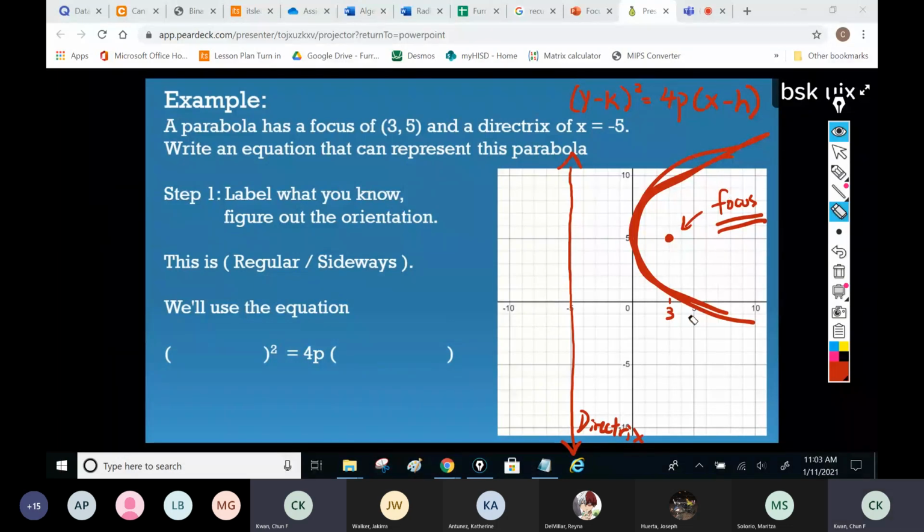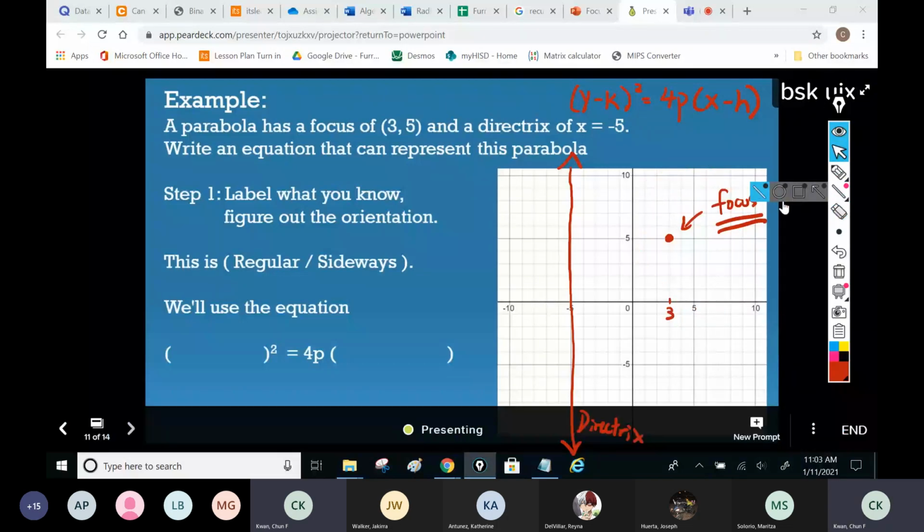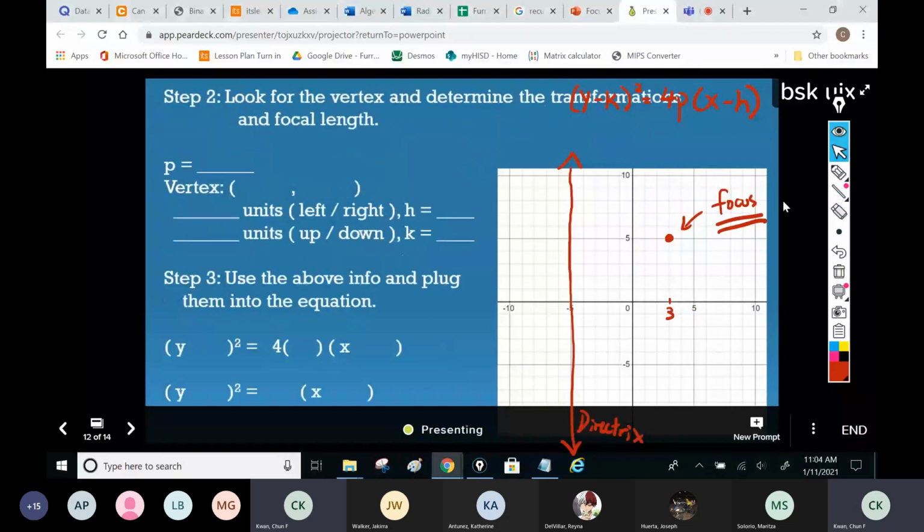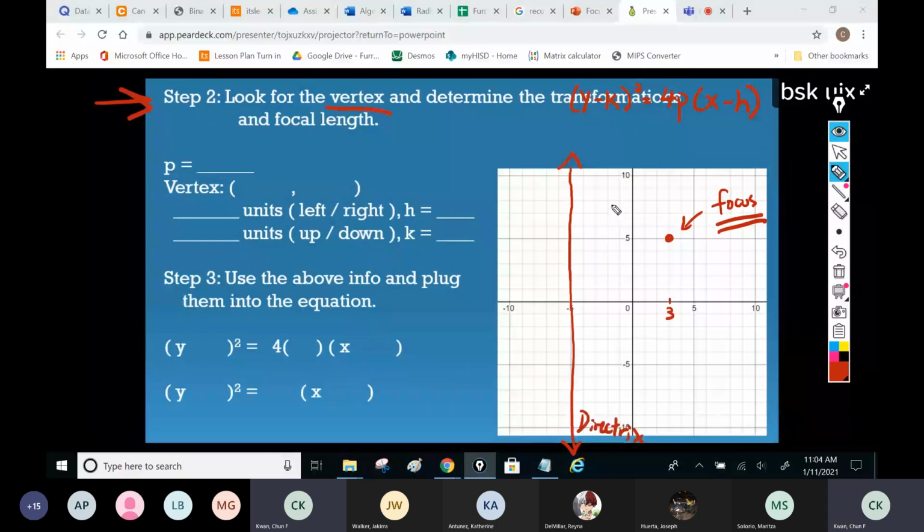But we still want to get a better looking curve, right? We need to figure out the vertex and everything. Now I want you to look for the vertex, determine the transformation, and then also find the focal length.